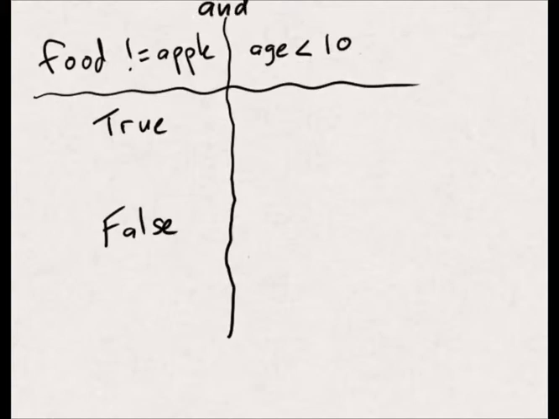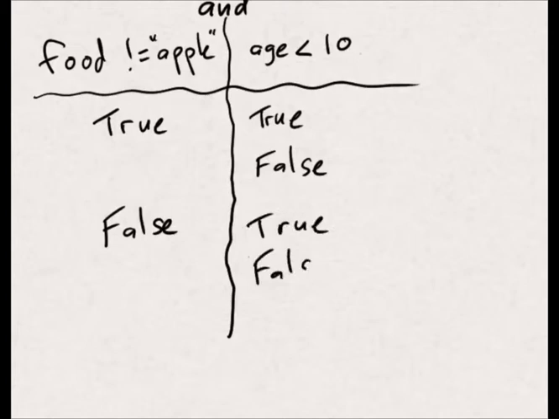And so while food not equals to apple can be true, age might be less than 10, which would make this true, or it might be greater or equal to 10, which would make it false. Similarly, food not being equal to apple might be false, which would mean that food is equal to apple. And in that case, age might be less than 10, or it might be greater or equal to 10. So these are all of the possible combinations that we've got here so far.